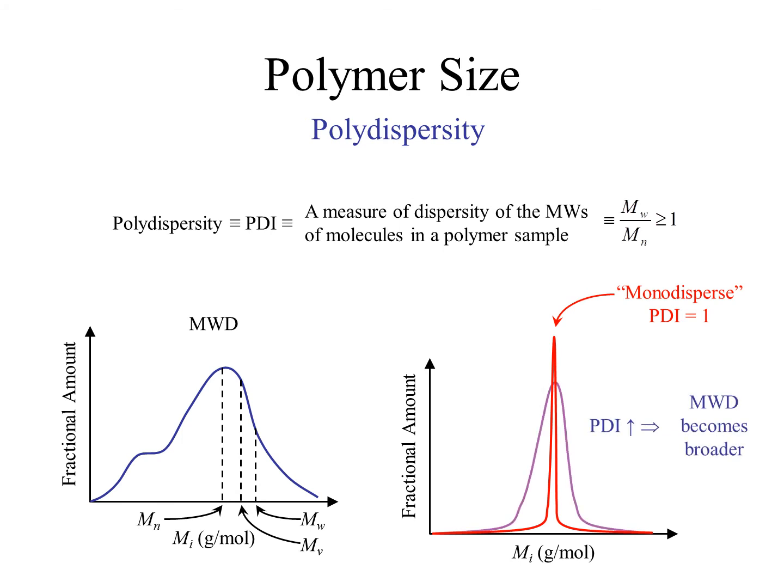As the PDI increases, the Mw becomes relatively more and more larger than the Mn. Of course, this means that the molecular weight distribution broadens out more and more. It is not uncommon to see polymer samples up around 5 or even 20 if samples have been mixed.